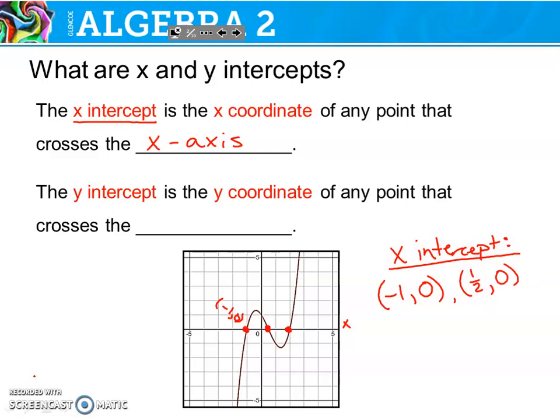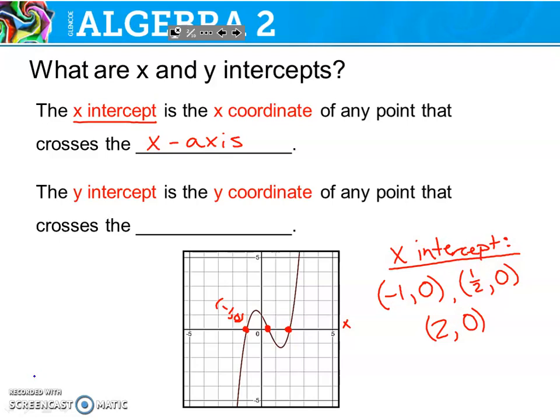And then my last one, which is down here, we said that x-intercept was 2. So the point where that x-intercept is would be 2, and the y value is 0. So the x-intercepts are -1, 0, 1/2, 0, and 2, 0.